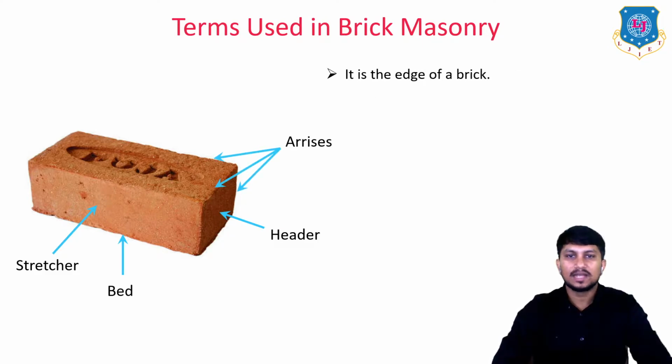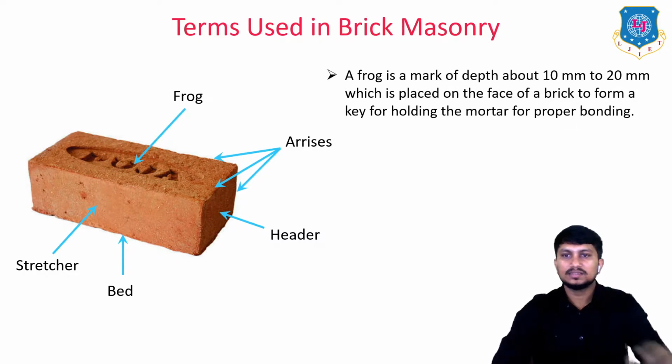This is called as arises. It is nothing but the edges of the brick. This portion is called as frog. It is a mark of depth about 10 mm to 20 mm, which is placed on the face of the brick to form a key for holding the mortar for proper bonding. So this frog is generally provided for marking the brand and also for proper bonding with other bricks.